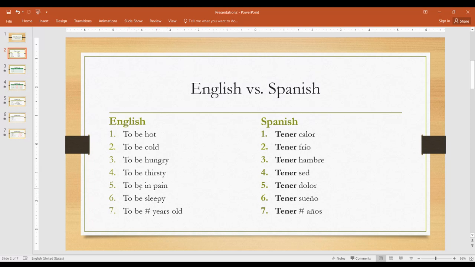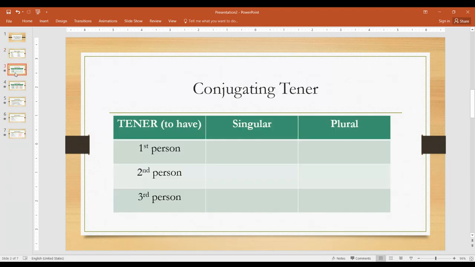I'm thirsty. I have thirst. To be in pain is to have pain. To be sleepy is to have sleepiness. Remember that tilde over the end is sleeping on the letter N. And to be years old, we've previewed this one before, is to have blank years in Spanish. So if you want to say I am 15, you really want to say I have 15 years. Yo tengo 15 años.